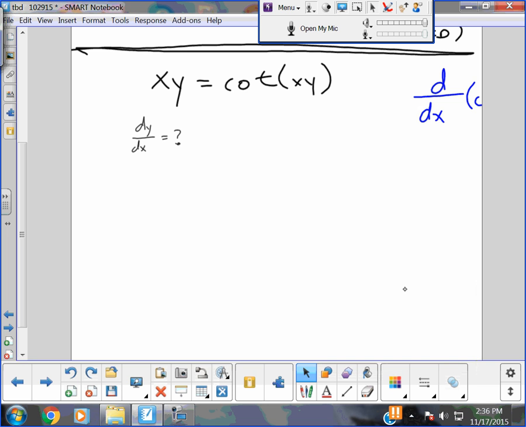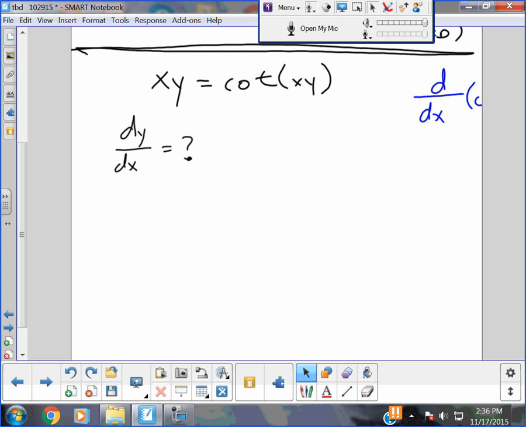We're going to do a chain rule. I have xy equals cotangent xy, and I want you to find dy dx. I want to find the derivative. Now, this is not a function, right? And we're going to have to do implicit differentiation. We're going to still do it in terms of dy dx. And again, we're going to talk about a shortcut in a day or two.